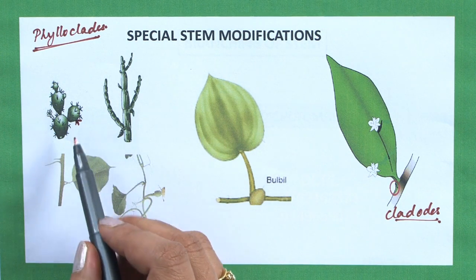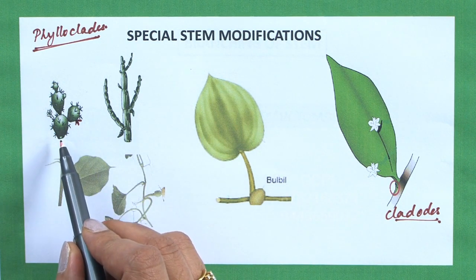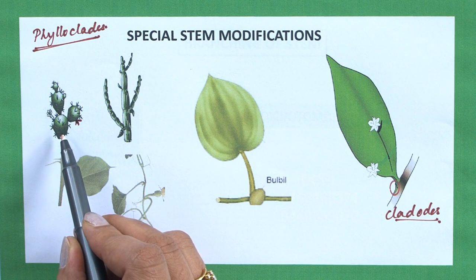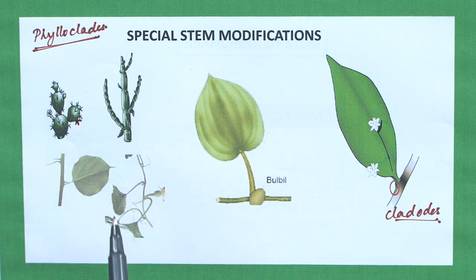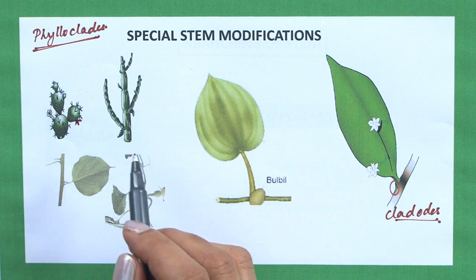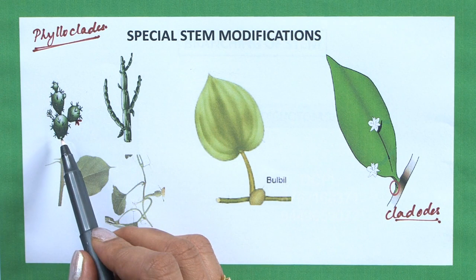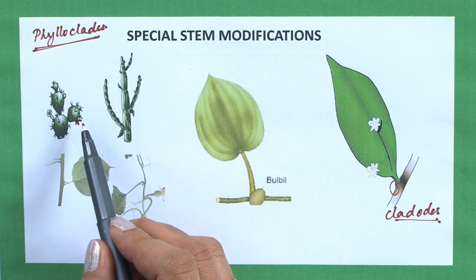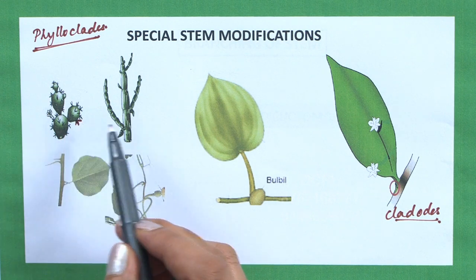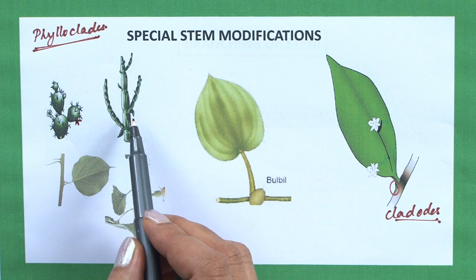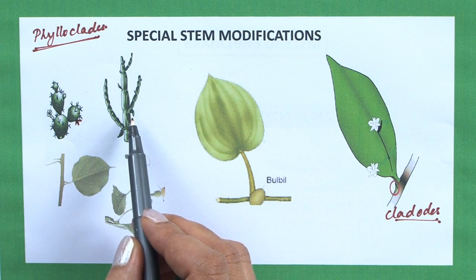So, what are phylloclades? Phylloclades are where the stem is modified into a green flat succulent structure in order to prevent the excessive loss of water. Not only the stem is modified here, the leaves are appendage-like structures or highly condensed or reduced to check the water loss.